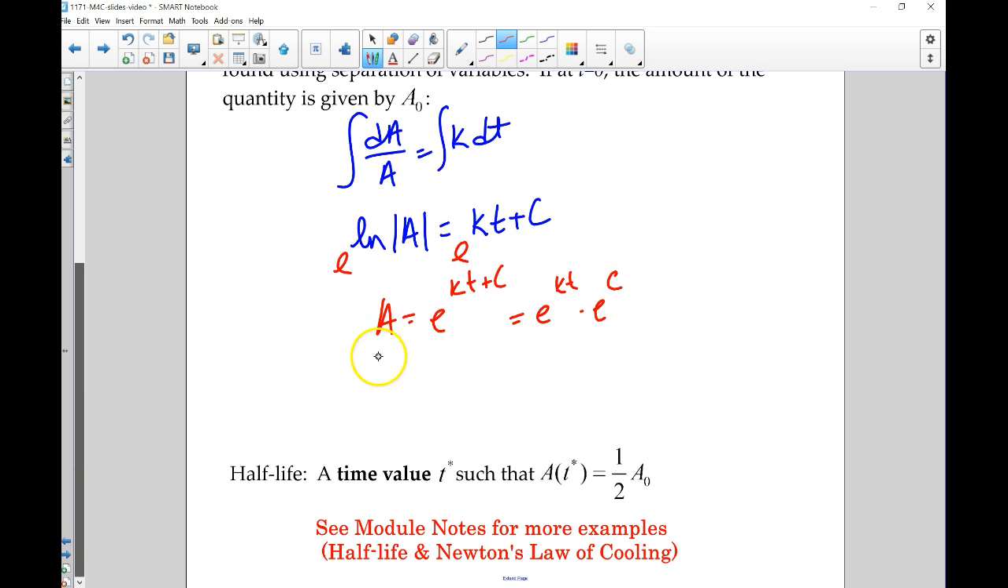Via laws of exponents, and rewriting this again, let's use a different constant, let's use m, because k is already taken here. So rewriting this now, A is equal to m times e to the kt.